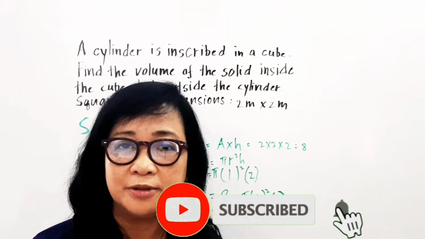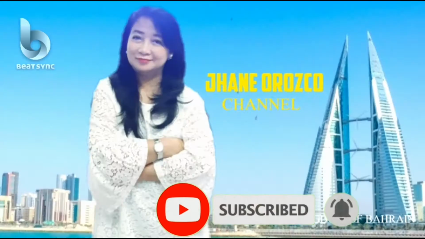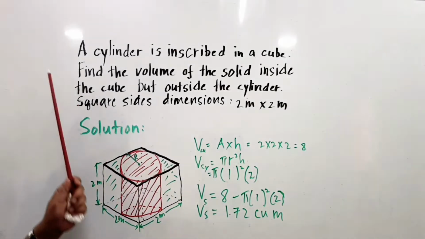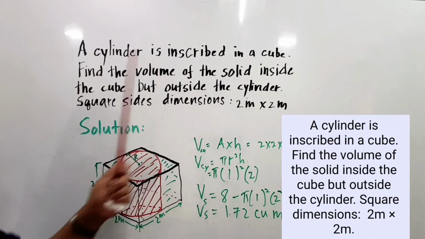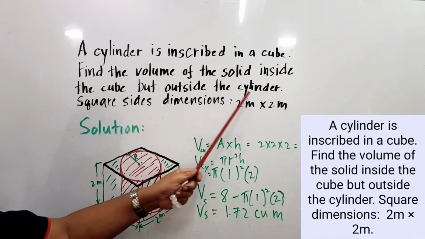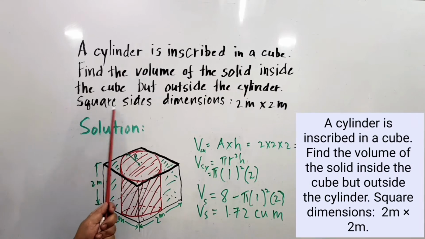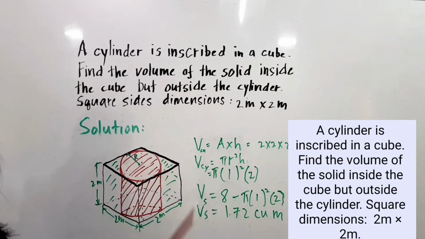Today we will solve two easy problems. A cylinder is inscribed in a cube. Find the volume of the solid inside the cube but outside the cylinder. The square's dimensions are 2 meters by 2 meters.